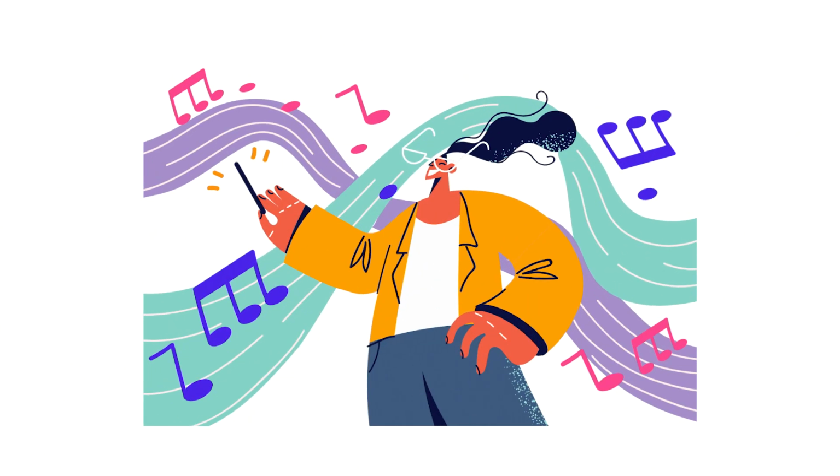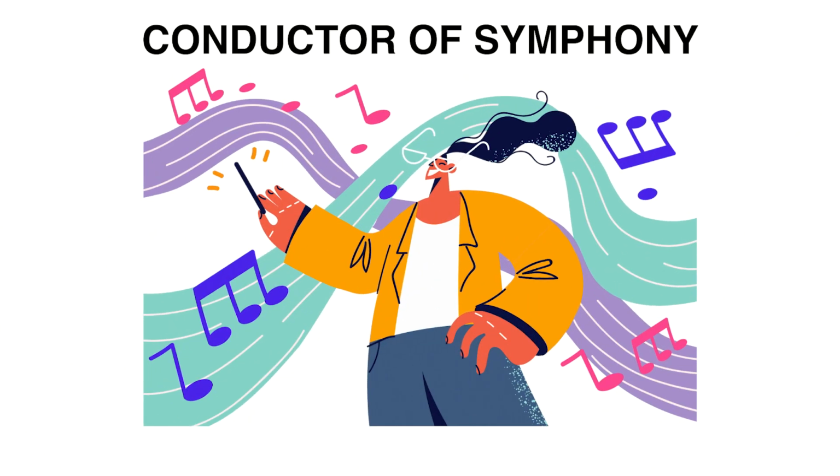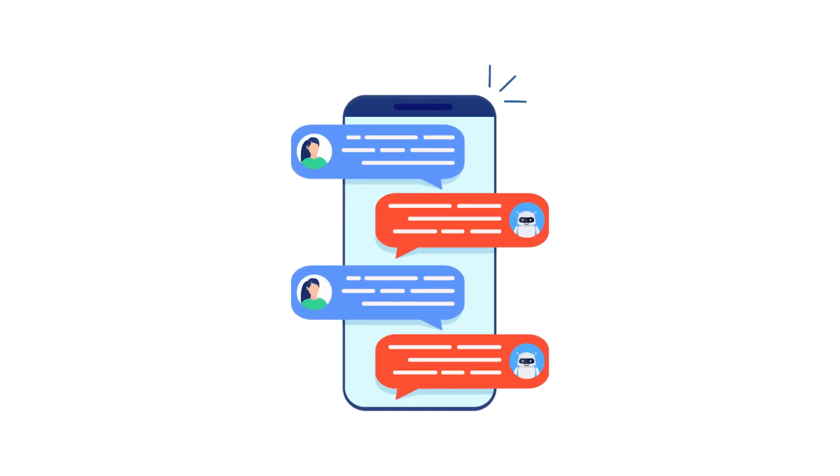Dialogue management is like the conductor of a symphony, ensuring that the conversation with ChatGPT flows smoothly. Imagine we're having a chat with a friend. When they reply to something we said earlier, it shows they're paying attention and keeping the conversation going. ChatGPT does the same thing.